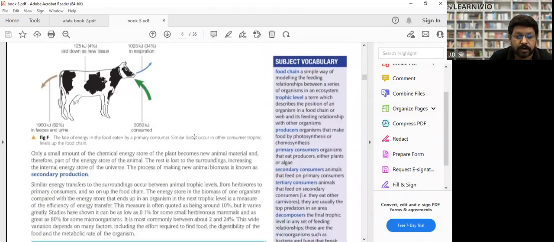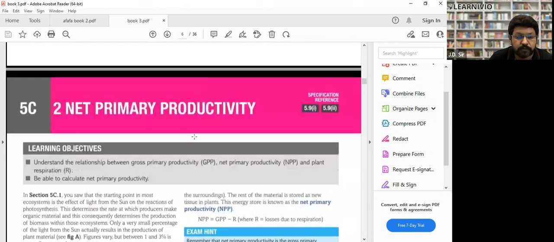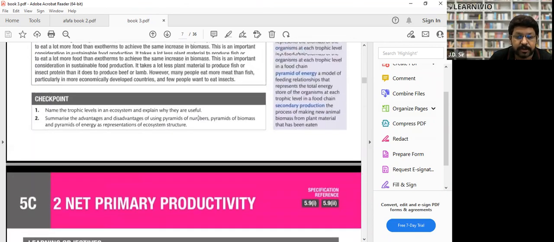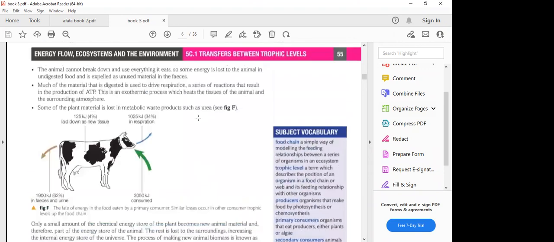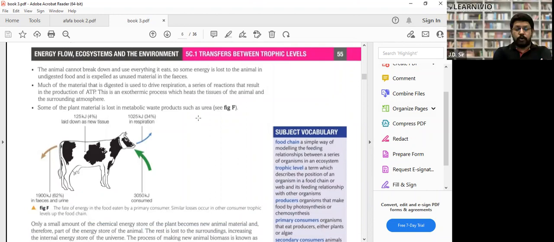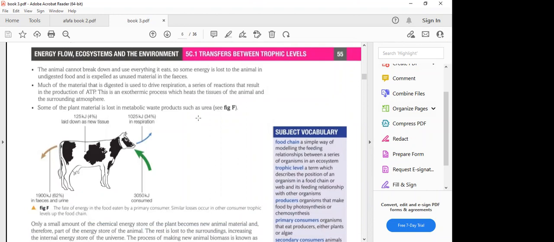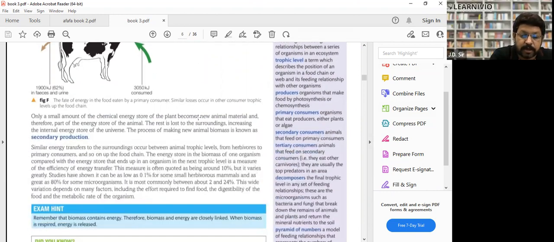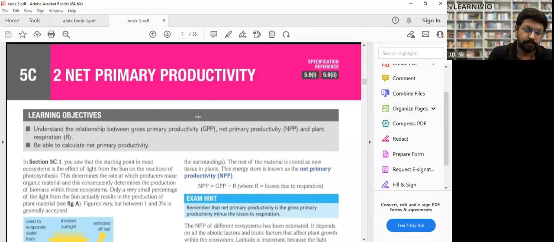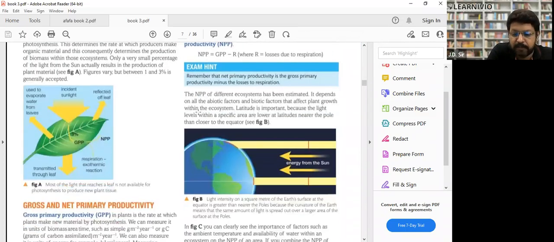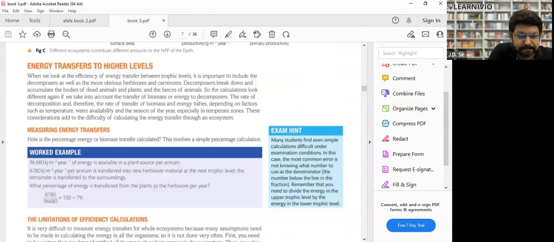Ask me if you have any doubt till this point, because in the next class we'll start from here. Net primary productivity. What is the NPP? Do you want to write it down? What is the primary production? What is the secondary production? So that's it. Next class we'll start from here. Remember, or if you want to note it down in your notebook, we'll start from the net primary productivity. I will tell you what is NPP and all that. Clear?